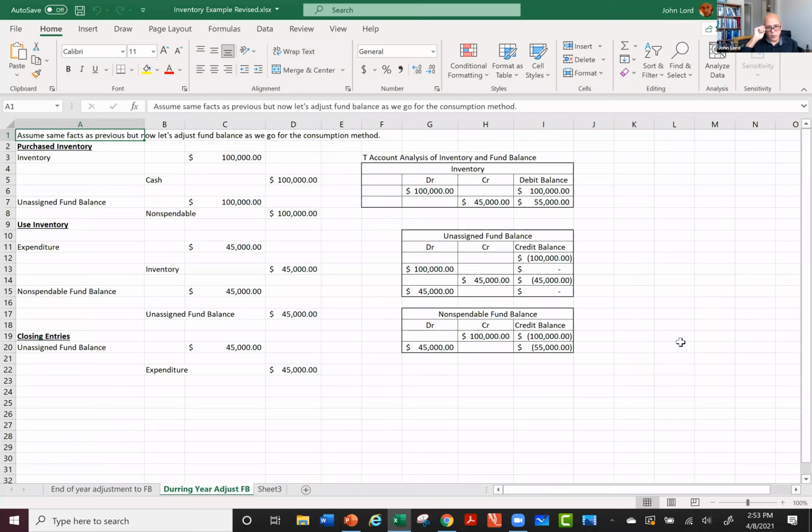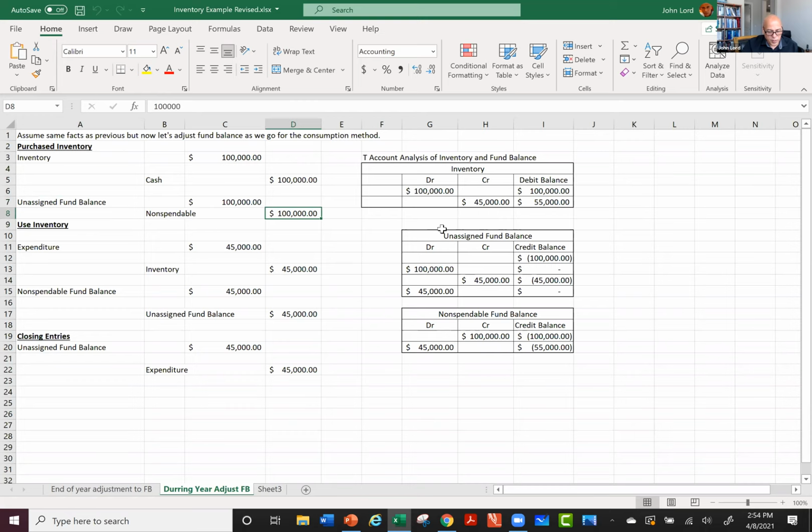What I'm going to be doing here is adjusting my fund balance and my inventory account as I go along, okay? So what happens? I purchase inventory by debiting inventory, I credit cash, right? Now when I post that, I have inventory of 100,000, right? But at the same time, I update my fund balance. So I debit the unassigned fund balance and I credit non-spendable for the 100,000.